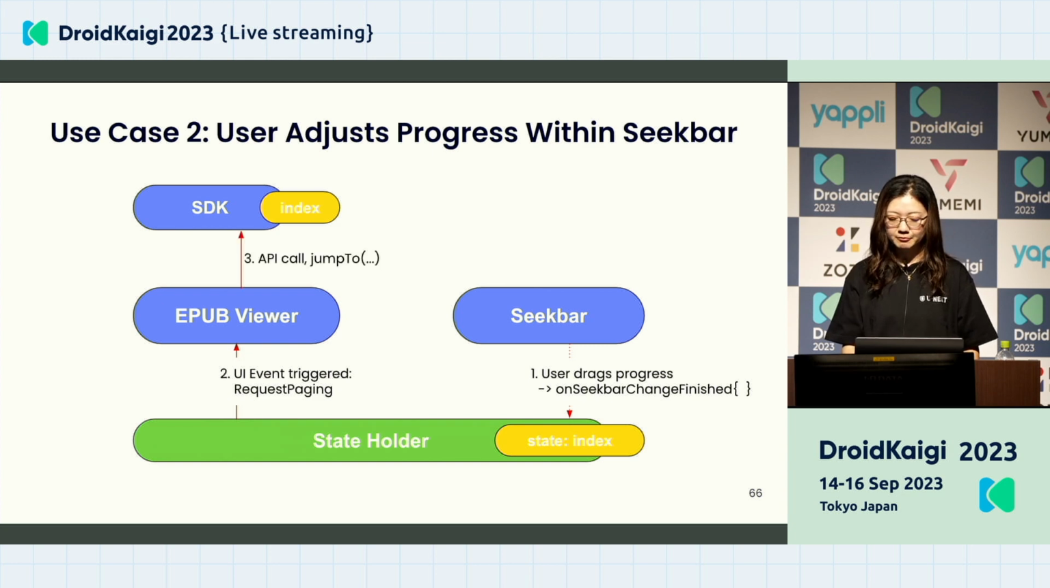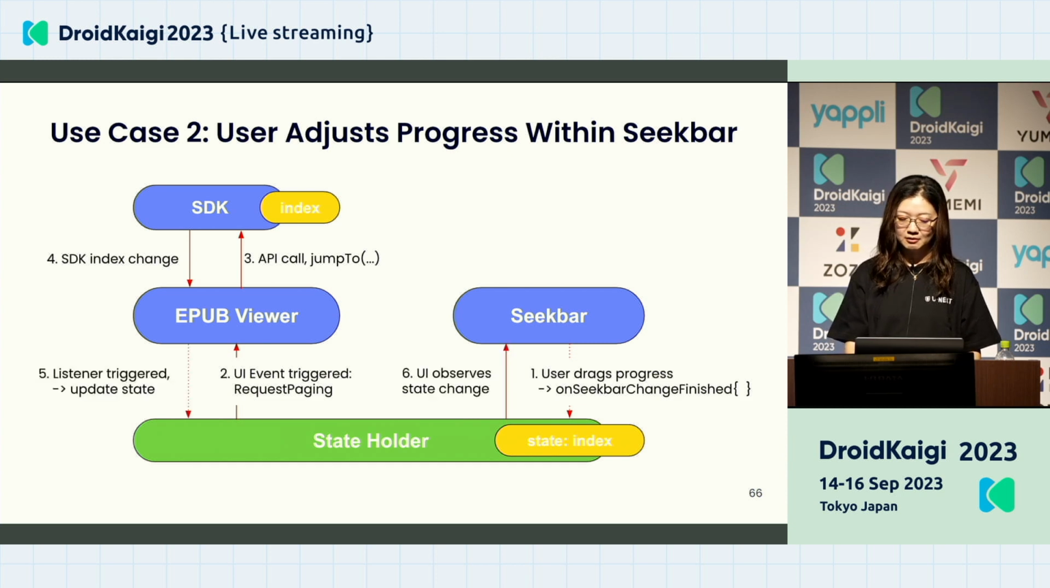Thirdly, the Epub Viewer observes the event and calls an API to require the viewer to jump to the destination page. Fourthly, the index value inside the SDK changes. The left steps are the same as the previous one. Finally, the UI elements in the sidebar observe state from the state holder and update.